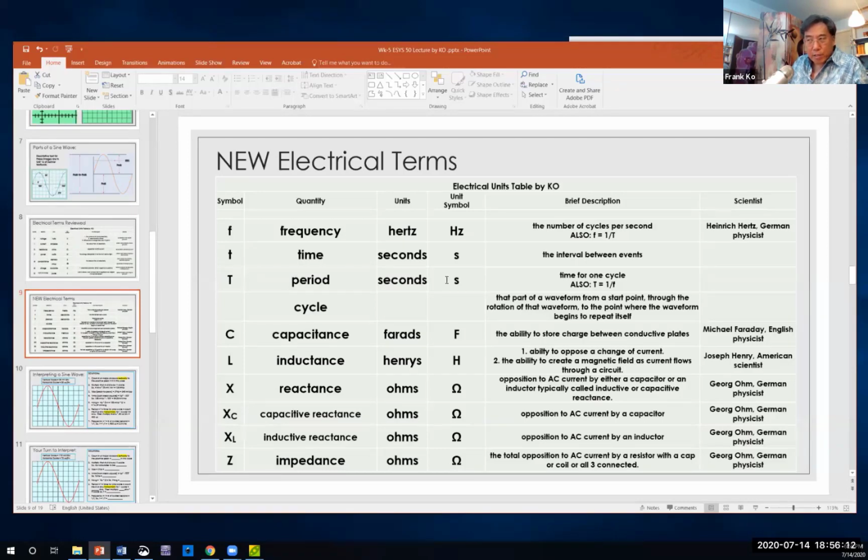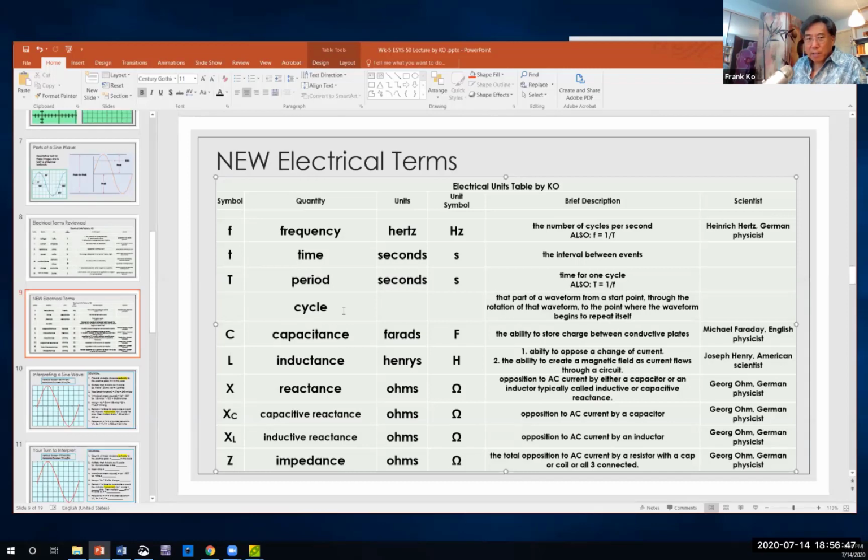The units symbol is the lowercase s for seconds, and it is called the time for one cycle, which begs for a definition. What is a cycle? Here's cycle, and the definition is given here. The part of a waveform from a start point through the rotation of that waveform to the point where the waveform begins to repeat itself. Very simple definition, but very important.